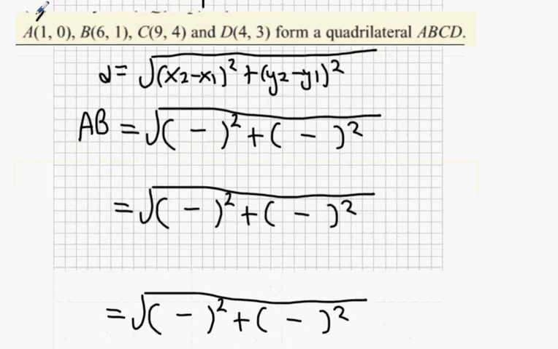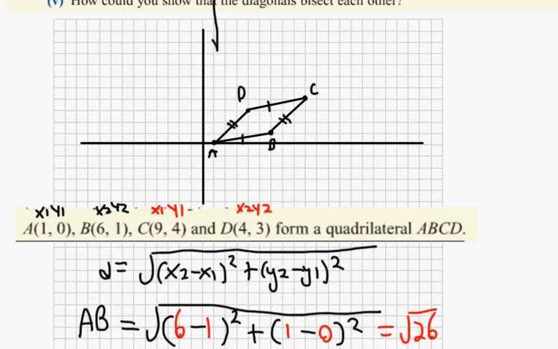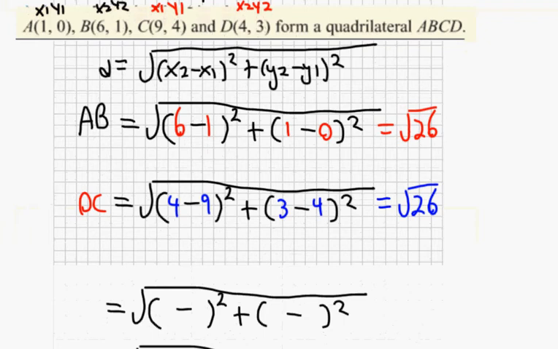So let's find out. x1, y1, x2, y2. Let's start off with AB. So what numbers go where? 6 minus 1, 1 minus 0. What's that turn out to be, Cameron? Root 26. Okay. Let's go for DC while I'm here, just because it's easy. I don't have to change any of the points. x1, y1, x2, y2. So what's that then? 4 minus 9. If you did it the opposite way, you'll still get the same answer. And then 3 minus 4. So what's the length of DC when you put it in the calculator? Root 26. So DC is the same length as AB. Yep, that's perfect.